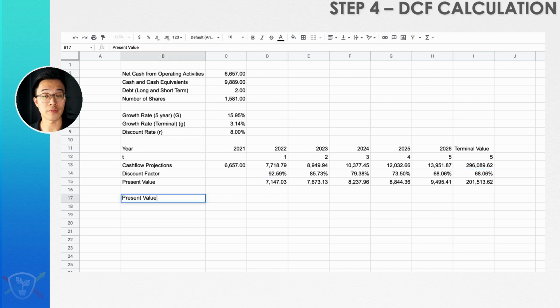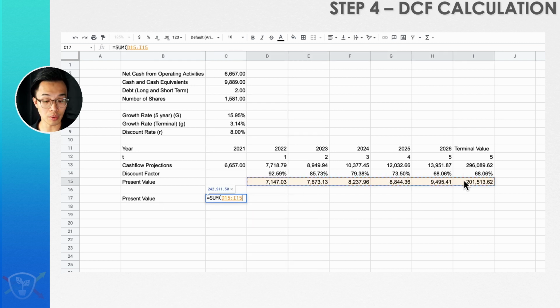The total value of the discounted cash flows, basically we are just going to add up all the figures in this row, and we get a number that is close to $243 billion.